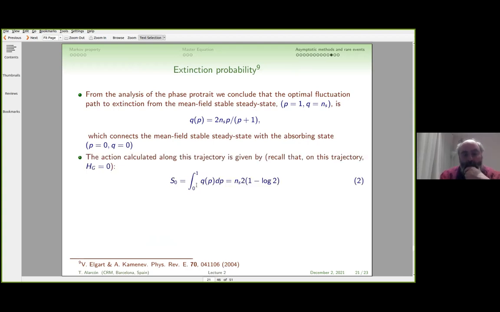Once you have this, you can calculate the optimal action. You just put this trajectory into the equation for the action and integrate, which in this case you can do trivially, analytically. Therefore, using the result that we were talking about, the inverse of the extinction rate asymptotically tends to this quantity here. So in this case, you can calculate this asymptotic value of the extinction time analytically.